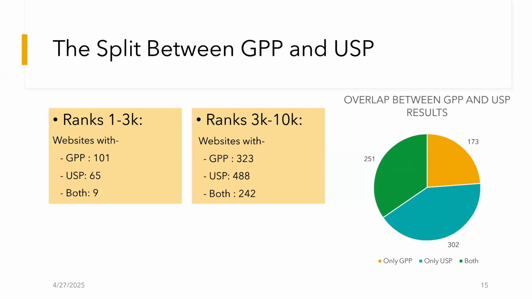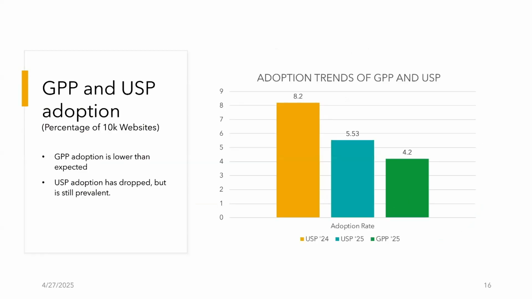Let's see how the URLs are split between GPP and USB. In the top 3,000 ranks, GPP clearly takes the lead, with 101 websites employing GPP as compared to USB 65. As we move into the 3,000 to 10,000 range, the competition evens out, with USB slightly pulling ahead. The pie chart shows the overall distribution, a strong presence for both platforms, but also a significant number of shared websites that use both GPP and USB.